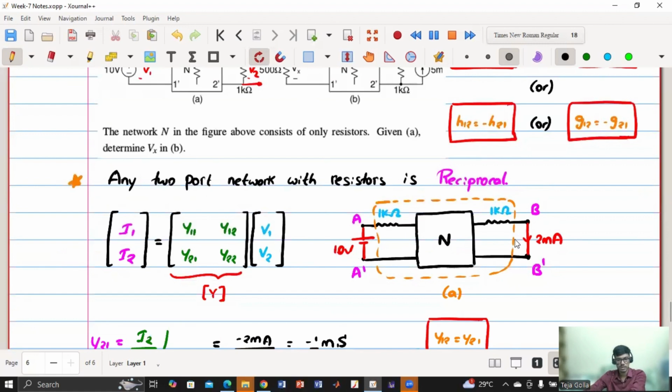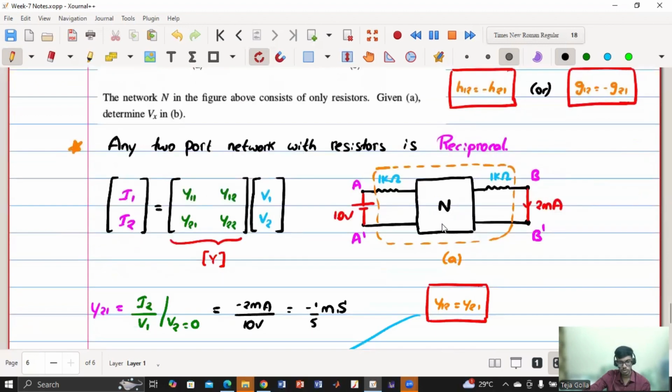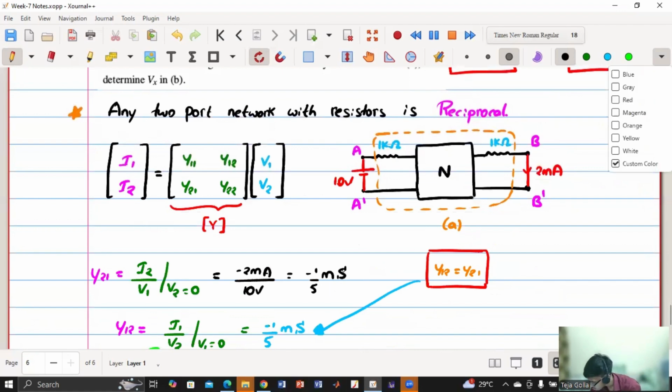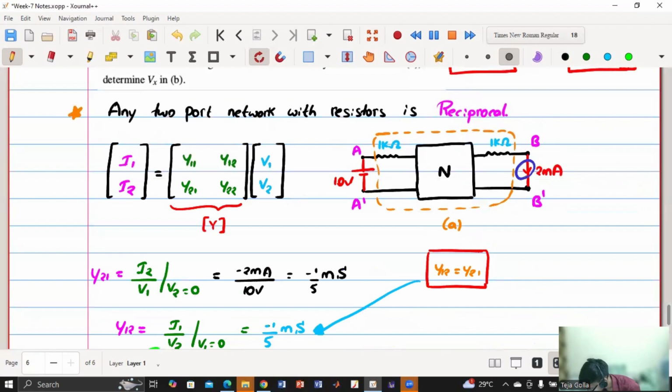So now this becomes my actual network with this 1 kilo ohm at both the input and the output. So now I got my Y21 as minus 1 by 5 milli. Note that this current is in the opposite direction to our convention, so this has to be taken care of. That's why we got one minus sign.